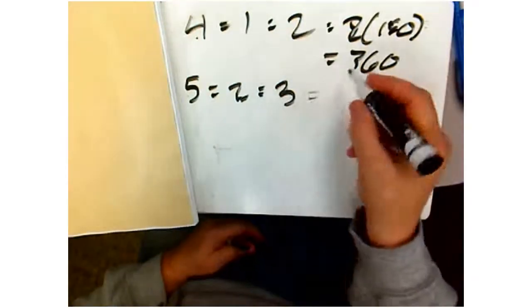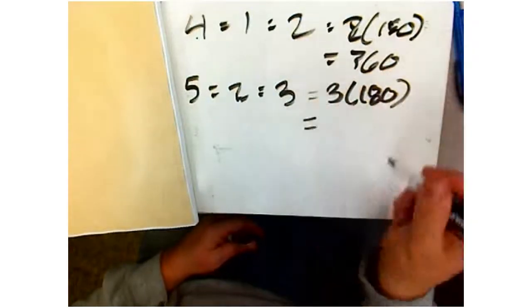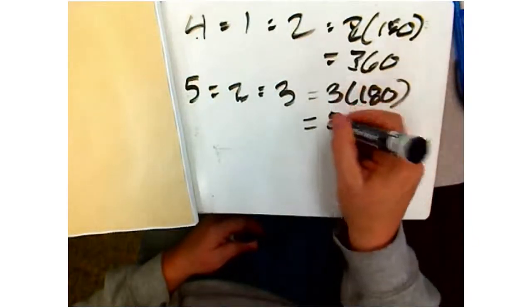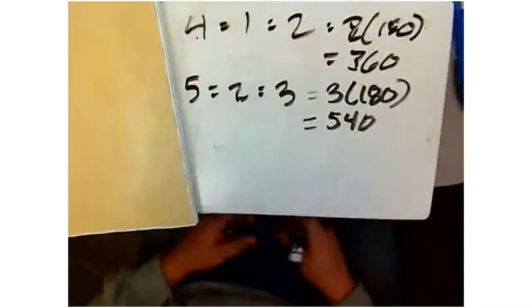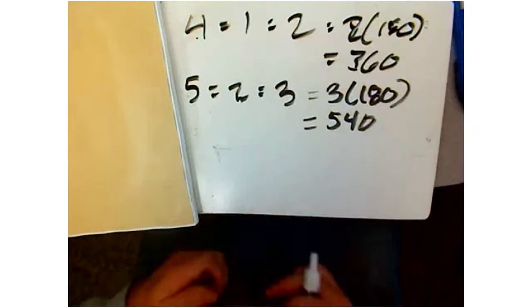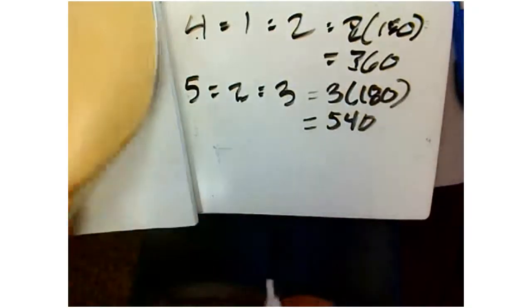So 3 triangles times 180, how much is that? What is 3 times 180? Isn't that more than... 3 times 180 is like 420. 540. Oh, 540, that's right. All right. So then what if we have a 6-sided figure?